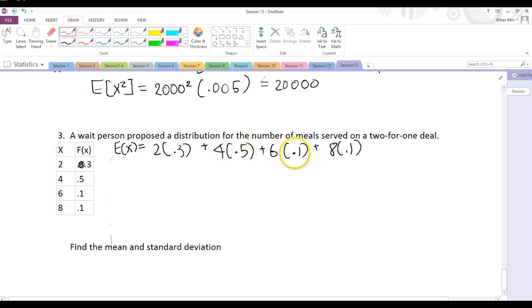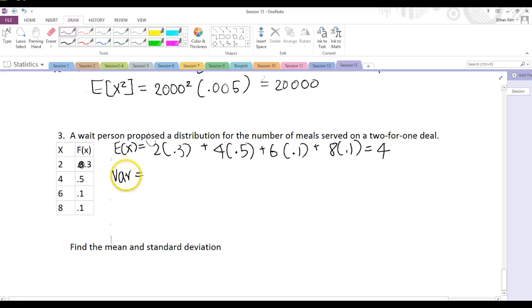Okay, so that's how you get expected value. And if you multiply these out, you're going to get 4. Okay, so this is your expected value.